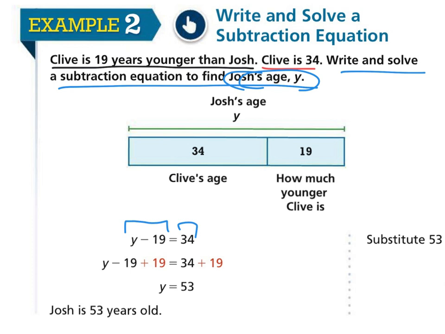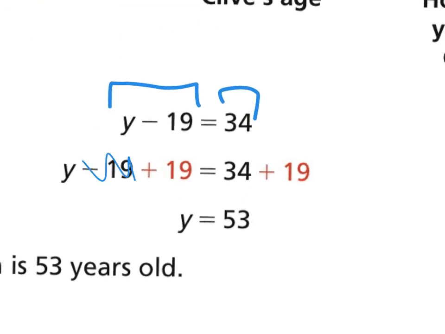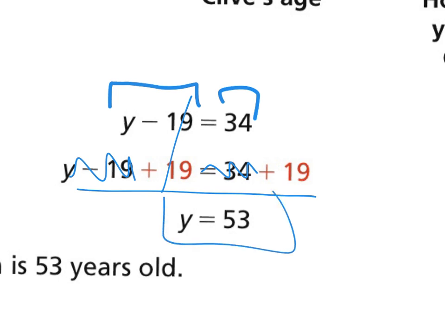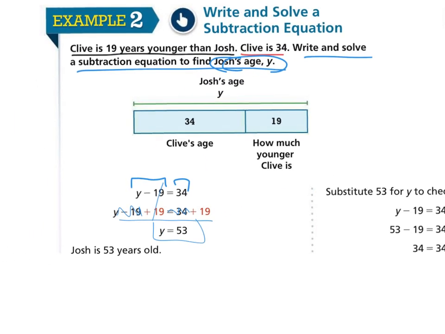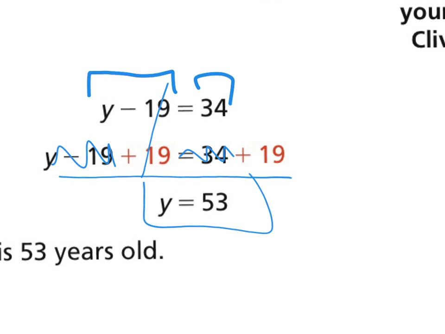And then to solve that, we could add 19 on both sides. Subtracting 19 and adding 19 cancel out, and then 34 plus 19 is 53. And looking at that, you might say, couldn't I just take 34 plus 19 and get my answer? You can do that, but the problem says write and solve a subtraction equation. So since it says that, we pretty much have to do it this way. If you want to first think it out and then come up with your equation, that's fine, but at some point you've got to have the equation written as well.